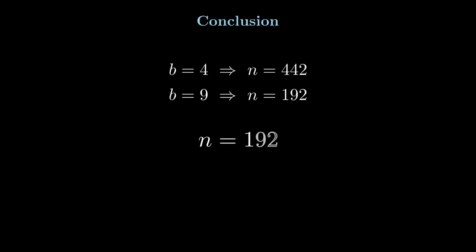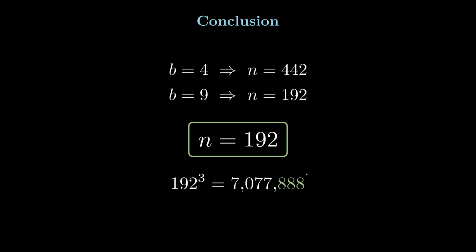We have two candidate solutions, 442 and 192. The smaller one wins. So the smallest cube ending in 888 is 192 cubed. And sure enough, 192 cubed is 7,077,888. Therefore, the answer to the problem is 192.